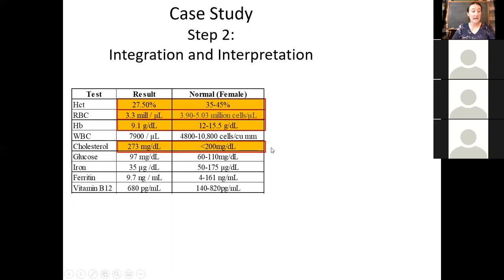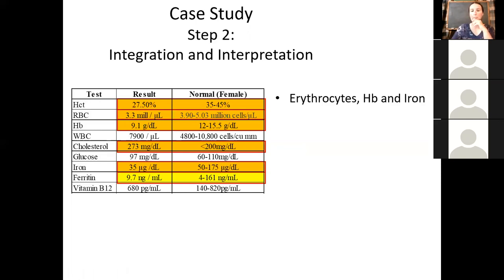Cholesterol, a little high, right? So maybe that's playing a role here, maybe it's not, we'll see. Glucose is good, right? Iron is also a little low here, okay? And similarly, ferritin, the storage molecule of iron, isn't outside of the range, but it is most definitely at the bottom of said range. And vitamin B12 seems to be good, right? Remember, vitamin B12 is important in actually making new red blood cells.